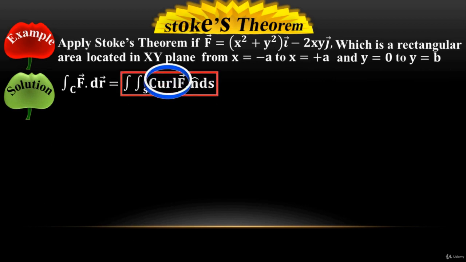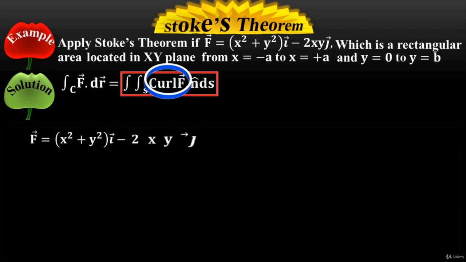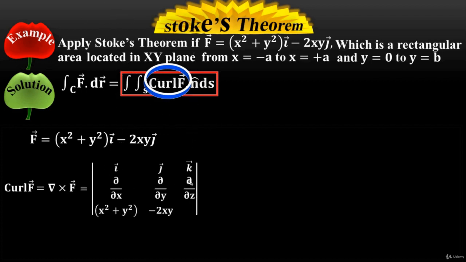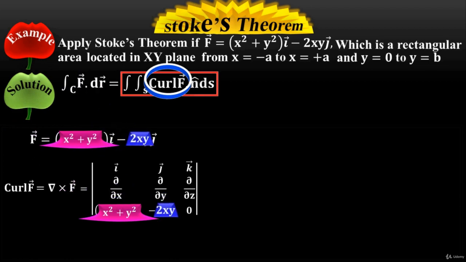Let me first find the curl f, where vector f equals x squared plus y squared times i minus 2x times y j. Curl f is actually the cross product of del and vector f, which equals the determinant of i, j, k; partial x, partial y, partial z; x squared plus y squared, minus 2x times y, and 0 in z. You must know that because we have done the curl topic in a previous session. This is my first term, which you can say is f sub 1, and this is f sub 2, which is the second term. For the third term I put 0 because there is no k term.